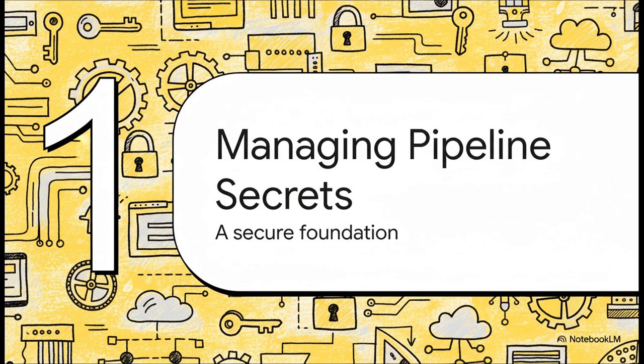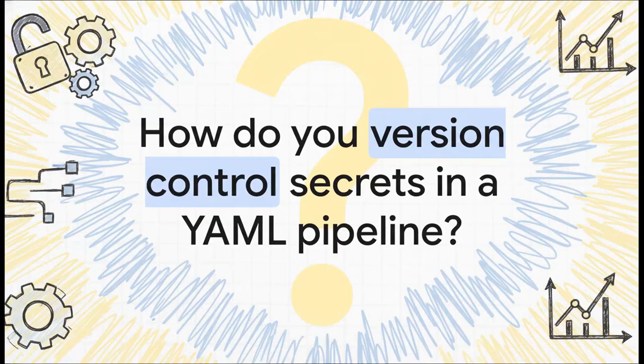Okay, first up, let's talk about something that's got to be the foundation of any solid CI/CD workflow: managing your secrets. You know what I'm talking about: API keys, database passwords, all that super sensitive info that should never, ever just be floating around in your code. This is a classic interview question, and there's a really good reason for it. How you answer this tells an interviewer a ton about whether you actually get security and best practices in DevOps. So let me ask you, how do you handle secrets in a YAML pipeline?